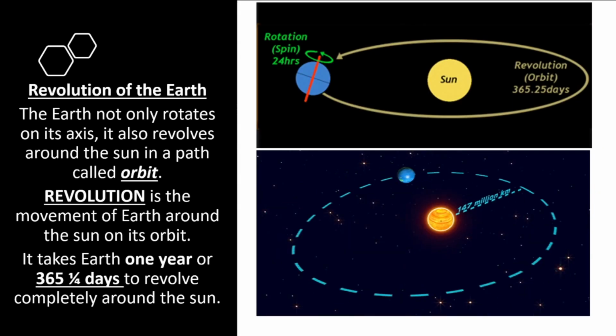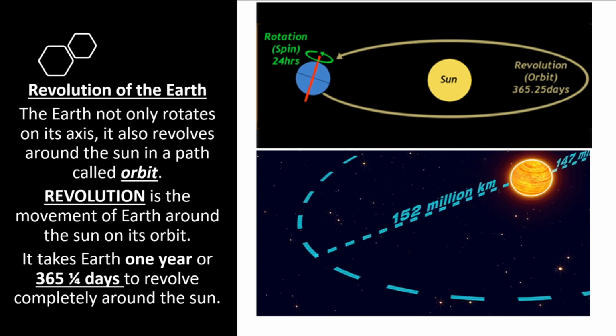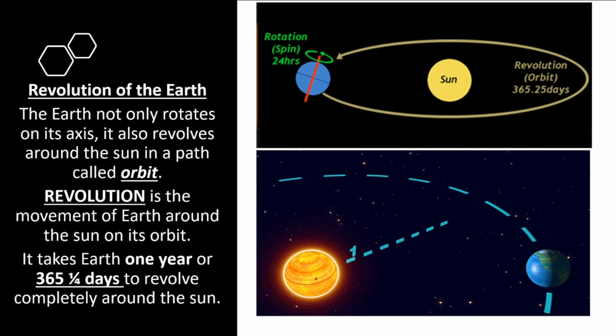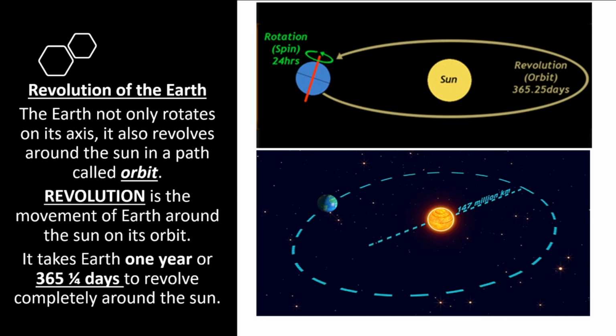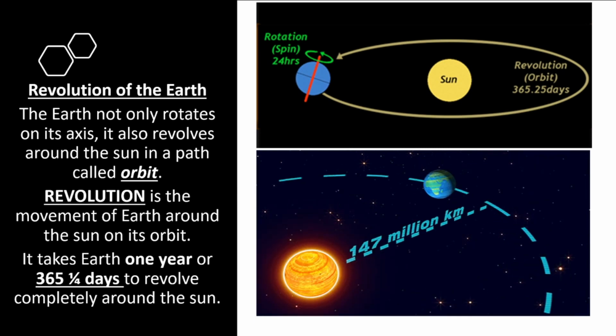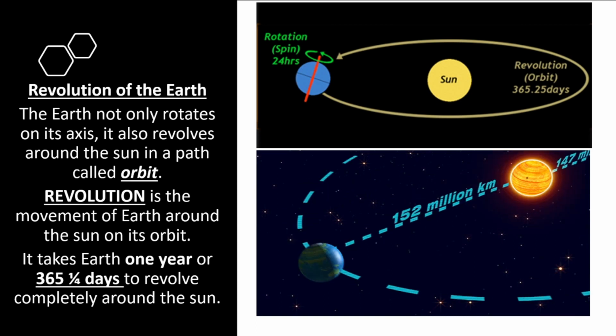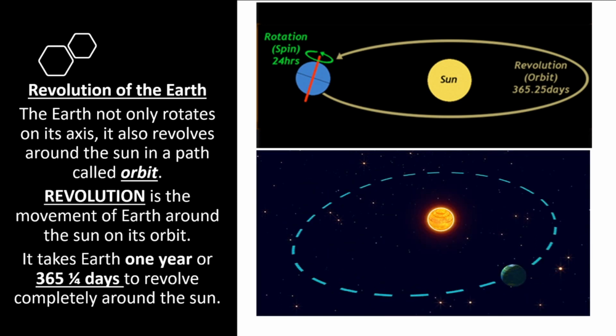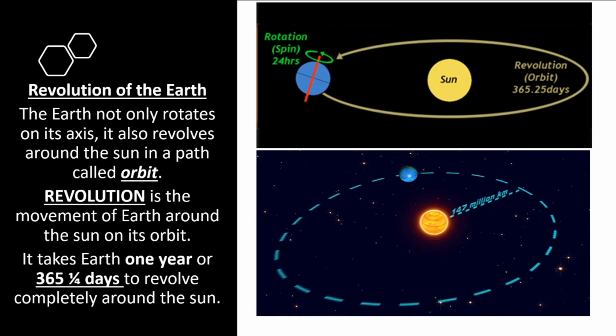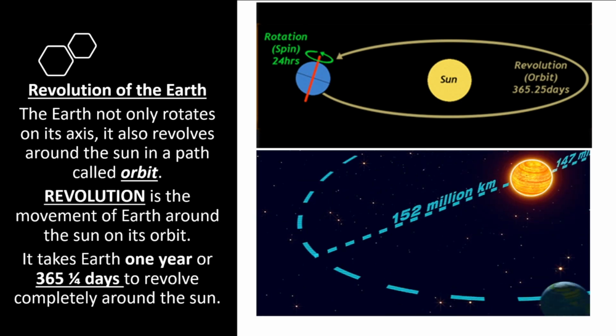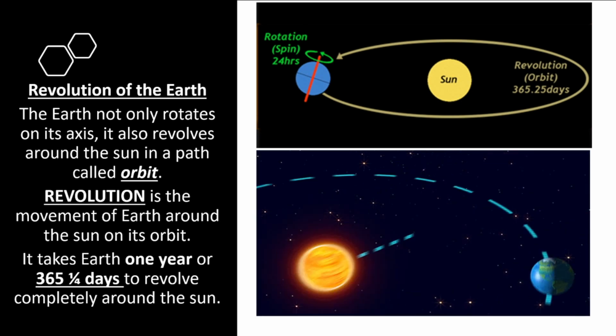Revolution of the Earth. The Earth not only rotates on its axis, it also revolves around the sun in a path called orbit. Revolution is the movement of Earth around the sun on its orbit. It takes Earth 1 year or 365¼ days to revolve completely around the sun.